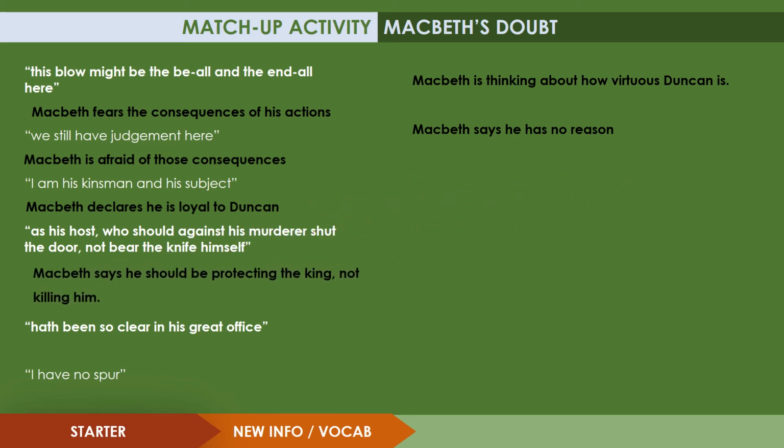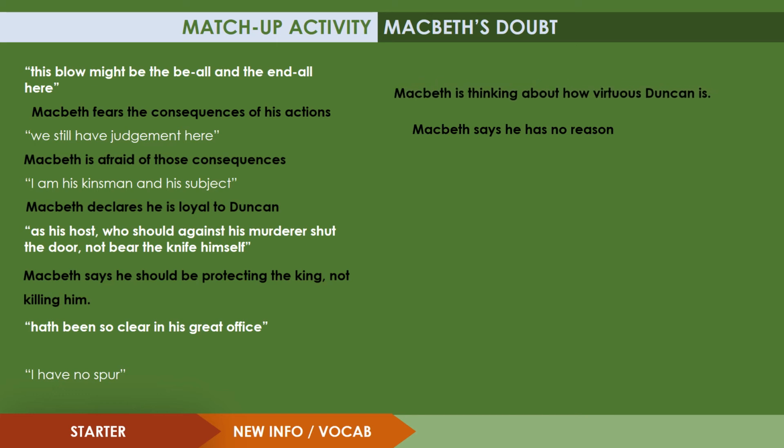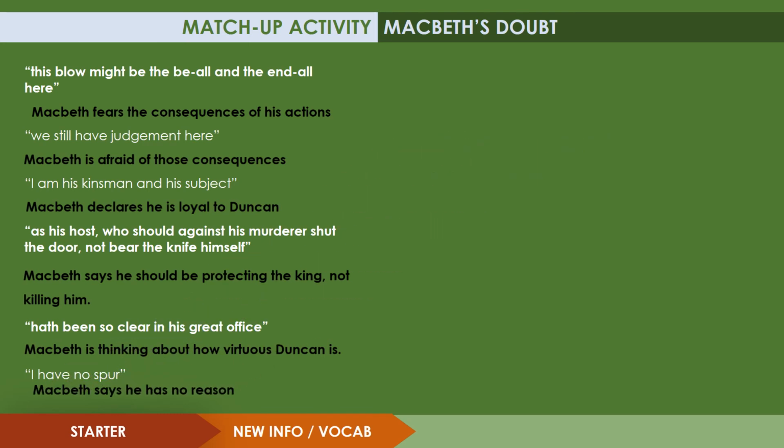So next we have as his host who should against his murder shut the door, not bear the knife himself. Okay, so here Macbeth is saying that he should protect the king, not kill him. So next we have hath been so clear in his great office. Okay, so here Macbeth is thinking about how virtuous Duncan is. And the last one guys, I have no spur. So Macbeth says that he has no reason.